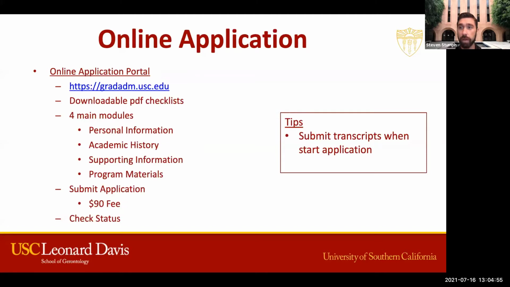The next section will be supporting information. This is where you can upload all of those documents, such as your resume or updated CV. And then the final section will be the program materials. So depending upon which program you are applying for, you'll be required to submit some additional materials. Once you have everything uploaded and filled in, you'll be asked to submit a $90 application fee, and then you can check the status of your application through this portal. If you're granted admission into the program, you can check back, and that will include the next steps of how to certify and then start the enrollment process.